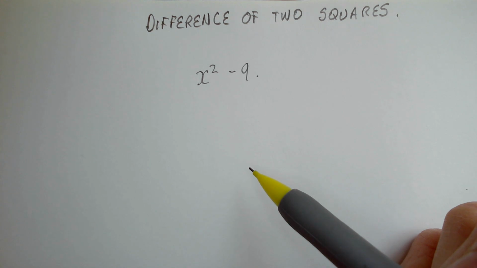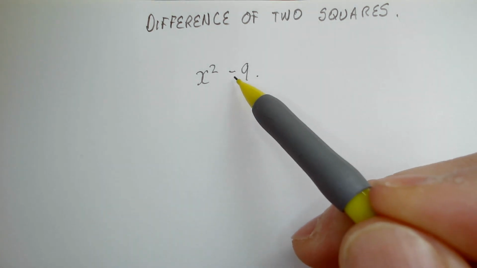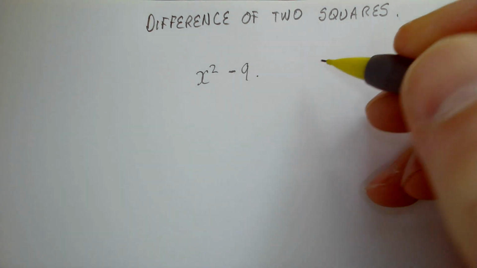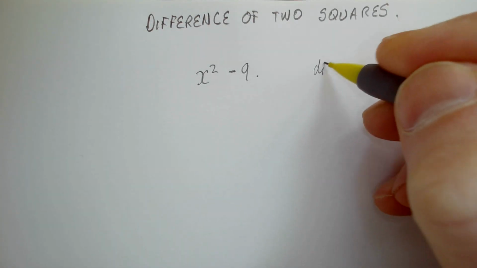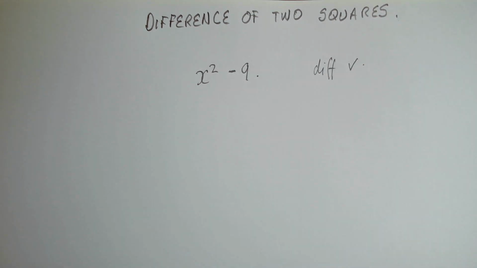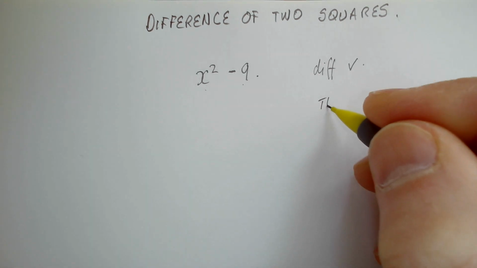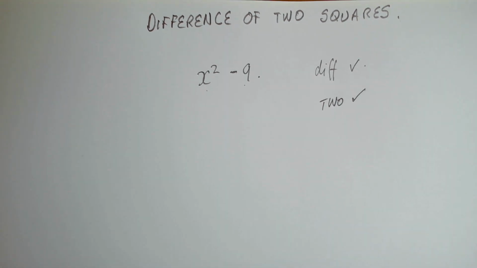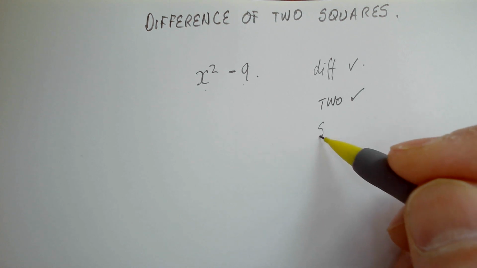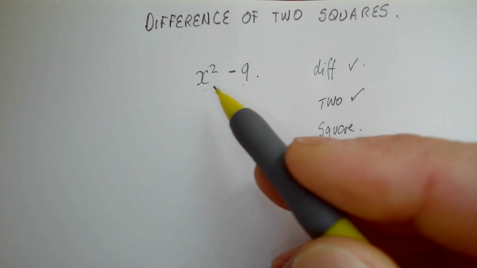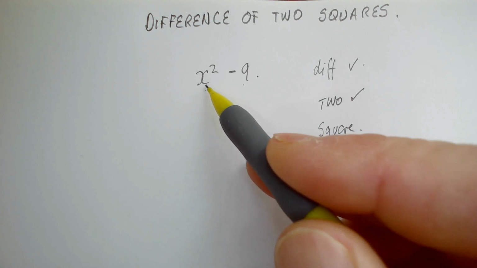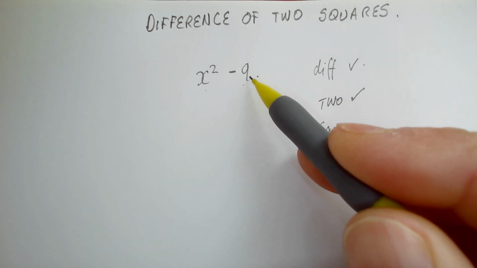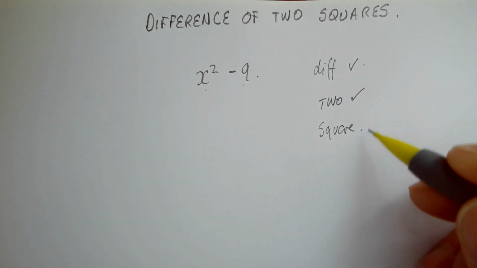So we have three things we want to check, all right? Is there a difference? Well, yes, there is, okay? A minus or subtraction means difference. Is there only two terms in the expression? 1, 2. Yes to that too. And are each of those two terms a square? Well, yes. Perfect square. If we get the square root of x squared, we get x, and the square root of 9, just looking at the 9 part, is of course 3. So we have a square.